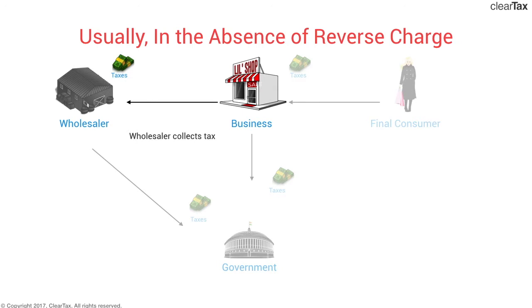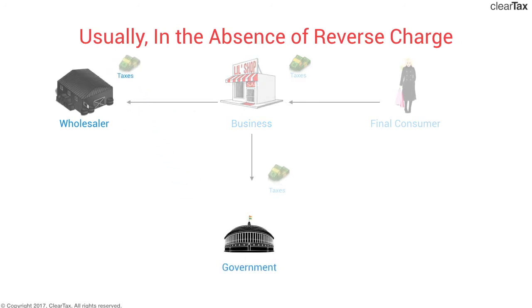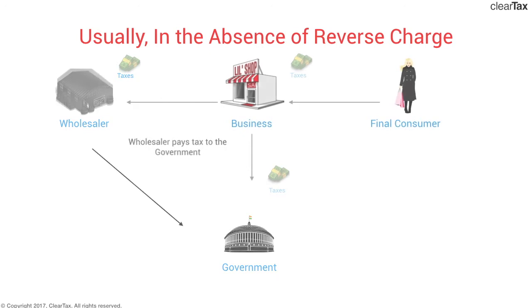Now the wholesaler will collect this tax amount from the business along with the purchase cost. This is step 2. The third step is where the wholesaler will pay this collected tax to the government. It is the wholesaler's liability to pay the tax collected from its customers to the government.